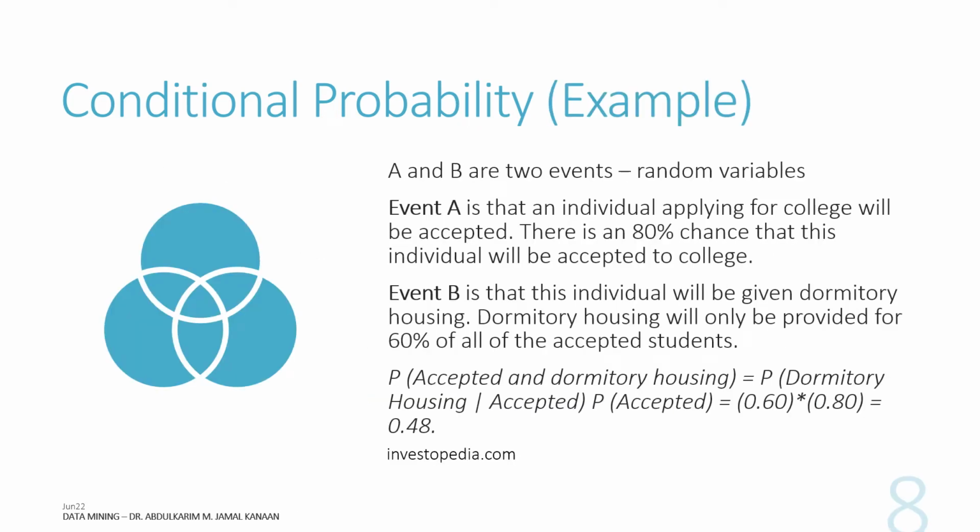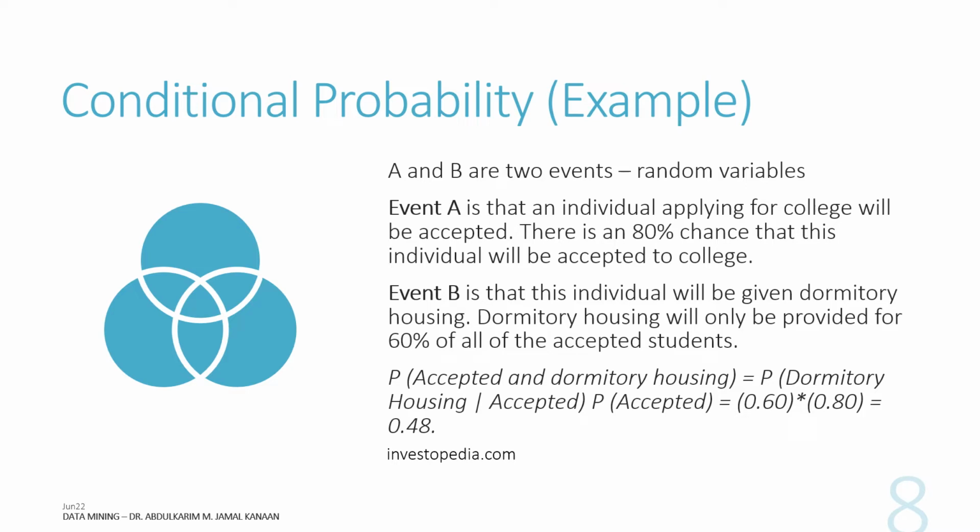So again, for conditional probability, we have two random variables, two events, A and B. Event A is that an individual applying for college will be accepted, and the chance is 80% that the individual will be accepted to the college, let's say based on historical data. Event B is that this individual will be given dormitory housing only if he was accepted.